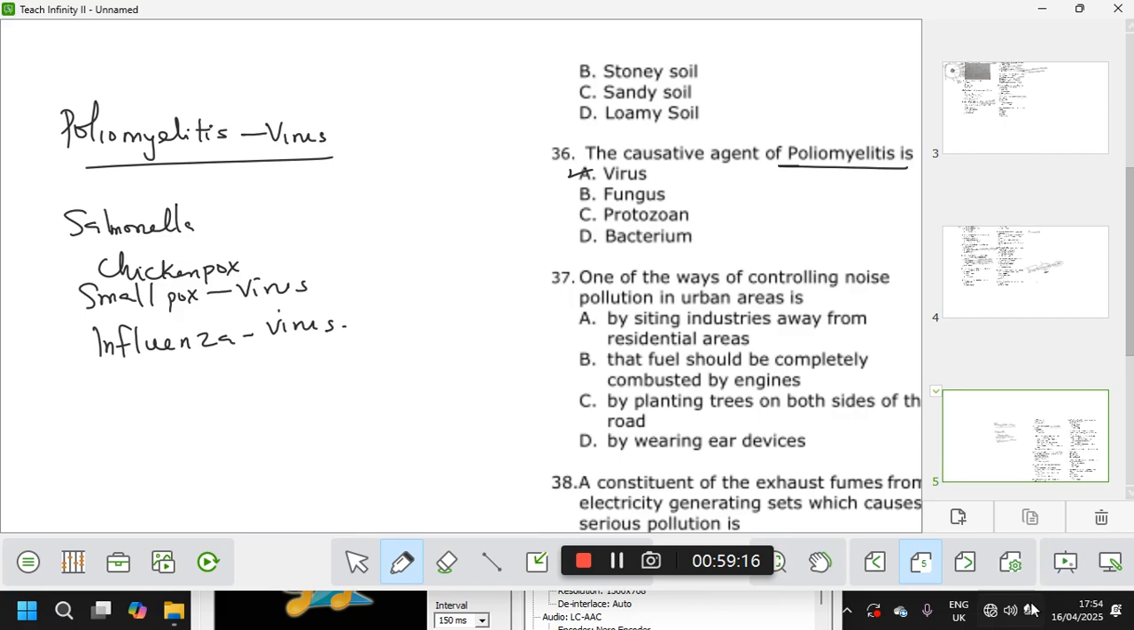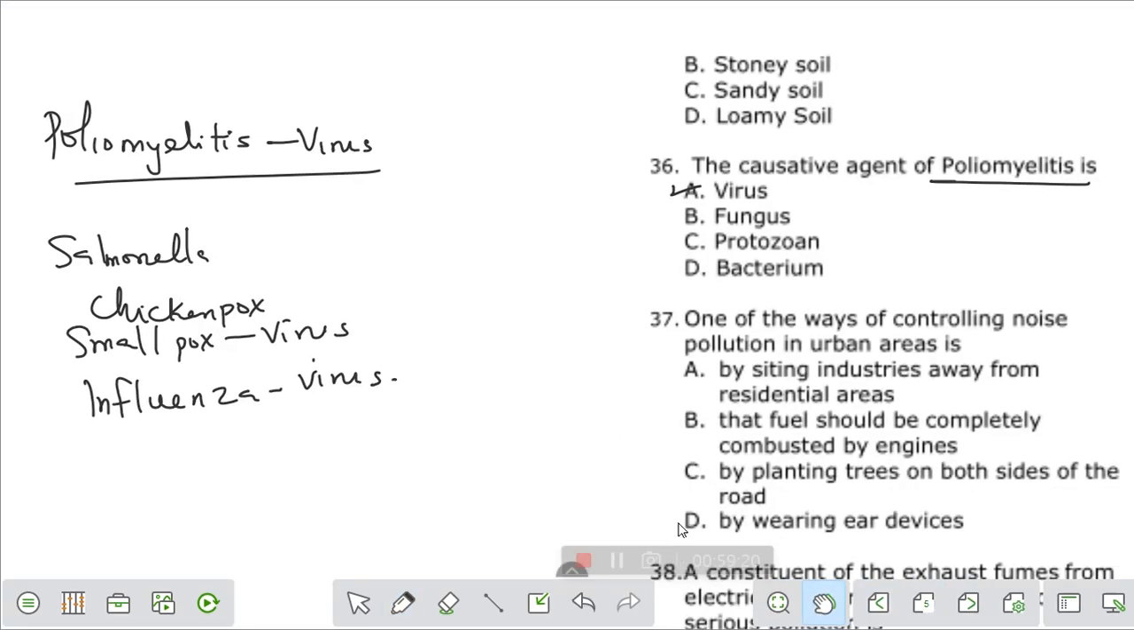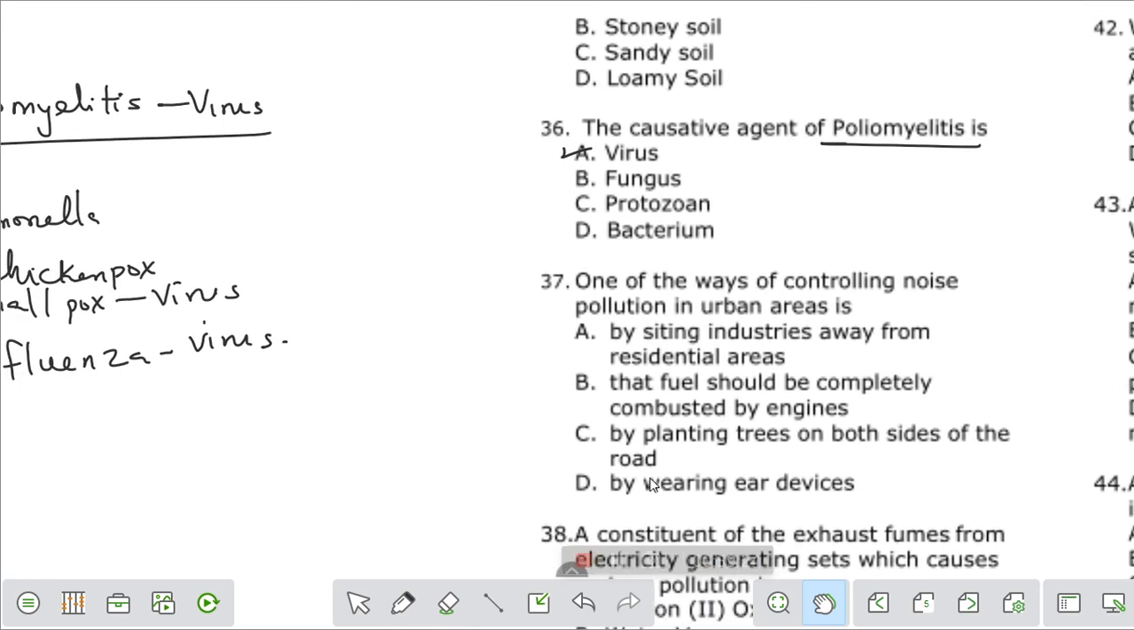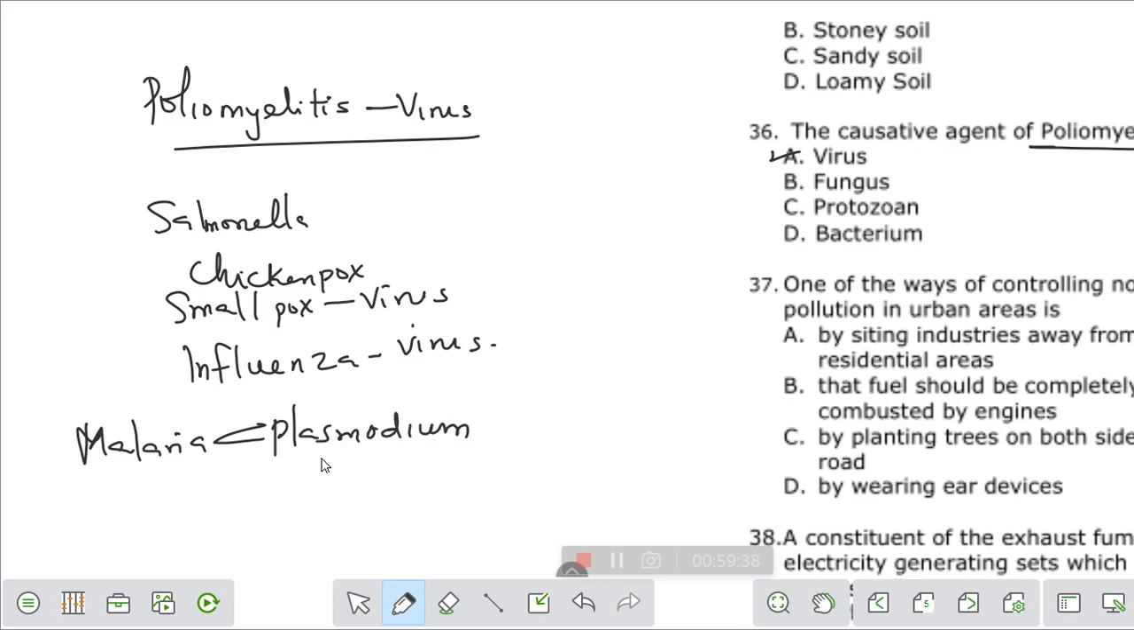It's only carrying it, right? It's just a vector. And what are vectors? They are the organisms that carry diseases and infect the host. You can try to read on vectors. What's the vector for malaria fever? That is the female anopheles mosquito.